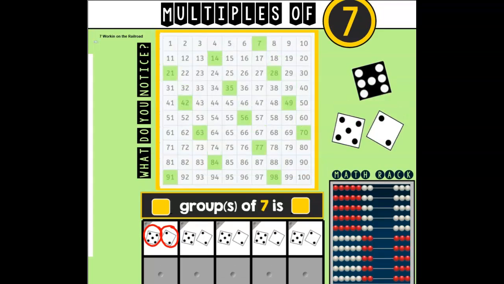So now go ahead and practice your 7 song a couple times. If you need to look at the multiples on the screen as you sing, you can go ahead. When you're ready, you can move on to the next page once you feel comfortable with the song.